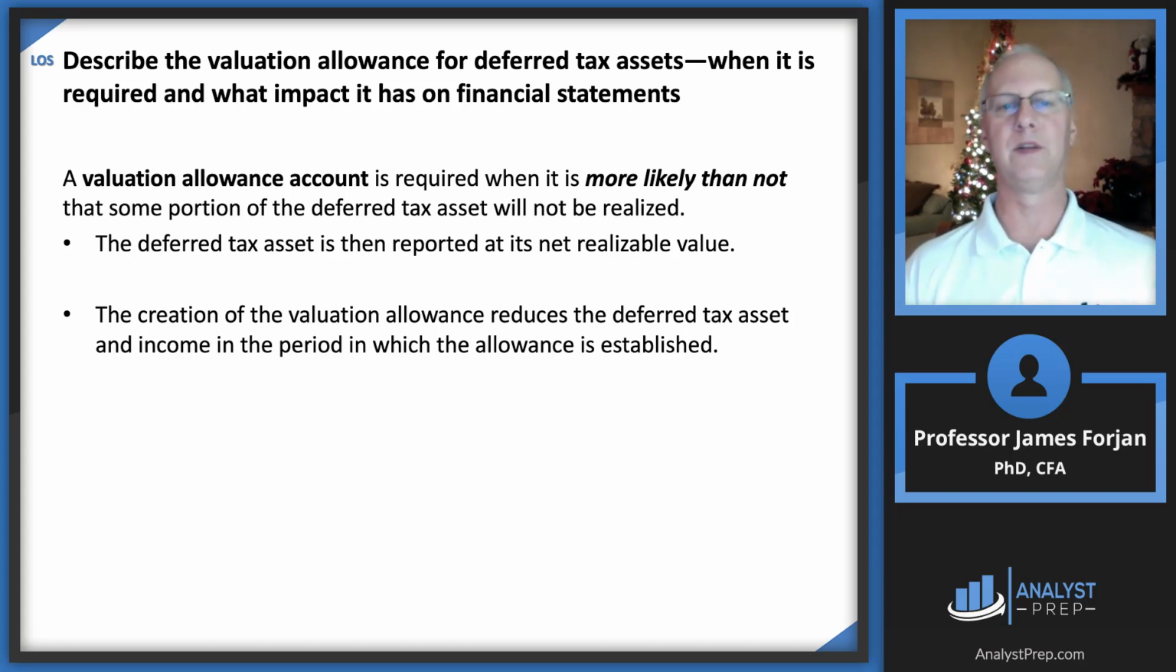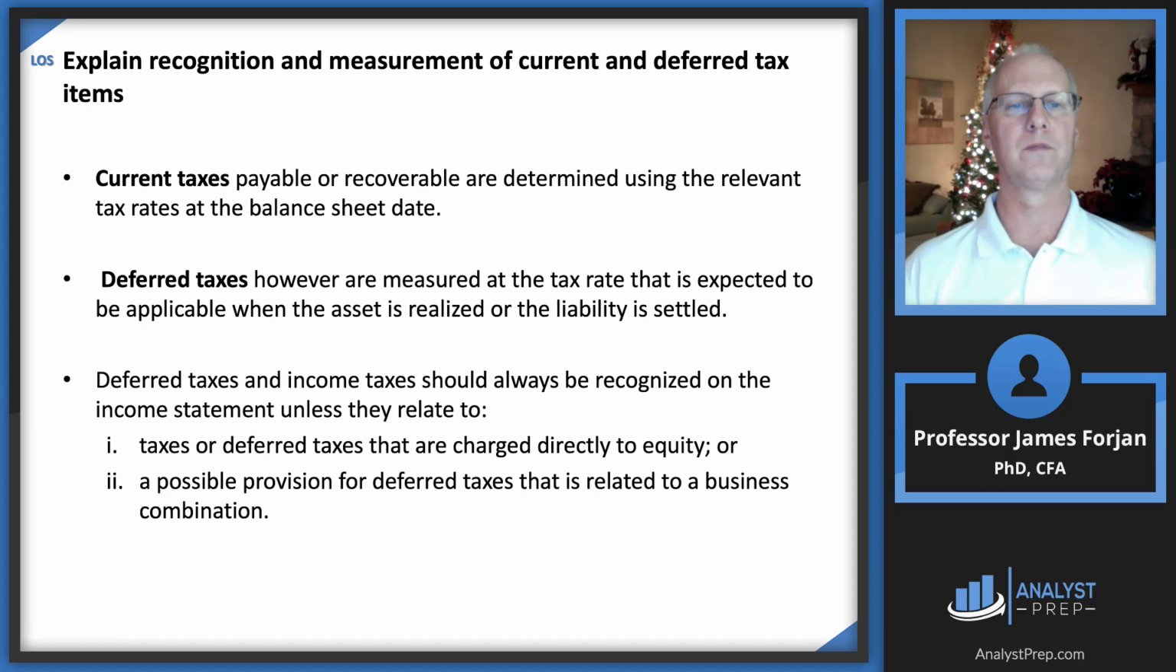All right, so then the deferred tax asset is reported at its net realizable value, so whatever you can reasonably expect to get out of it. And that creation of the valuation allowance reduces the deferred tax asset and income in that particular period. That should make perfect sense.